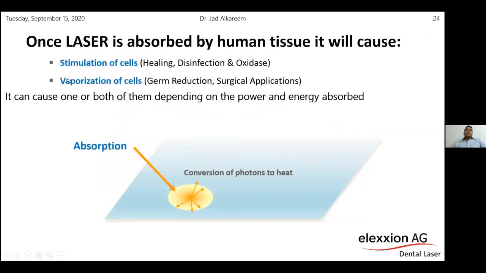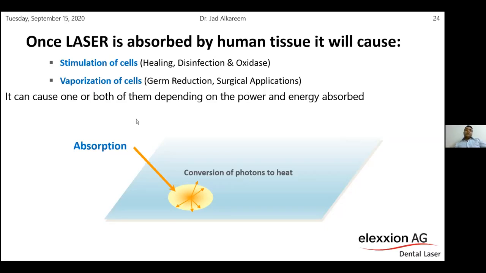Then once the laser is absorbed into your tissue, there are 2 effects which are going to happen. The first one is called the stimulation of the cells. Stimulation of the cells will improve the healing. It will also do disinfection and kill the bacteria, and it will also oxidize any ingredients inside your tissue. And the second effect is the vaporization of the cells, which means it will also kill the bacteria, but it will also cut the tissue.